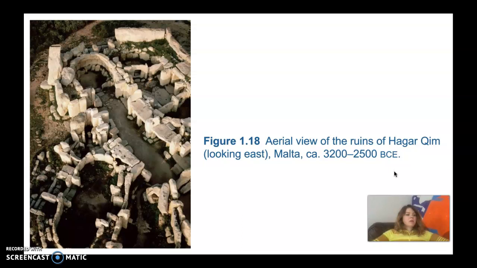There are some altars found inside of this megalithic structure that make scholars believe that this is a religious shrine of some sort. And there are also some nude women, standing and seated, that were found at this site. So it's a very impressive example of Neolithic art and architecture.